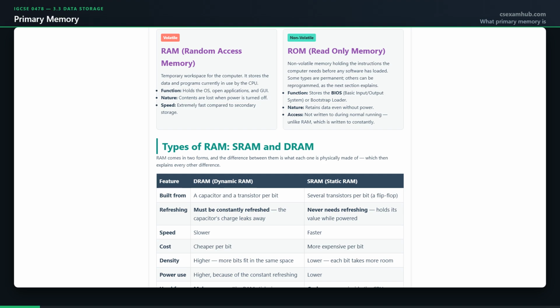There are two kinds. RAM, random access memory, is volatile. Its contents are lost the moment power is removed. It is the computer's working space, holding the operating system, the applications you have open, and the data they are working on. ROM, read-only memory, is non-volatile. It keeps its contents with no power at all. It holds the instructions the machine needs before any software has loaded, which is a genuine chicken and egg problem. Something has to tell the computer how to start loading things, and that something cannot itself be loaded.